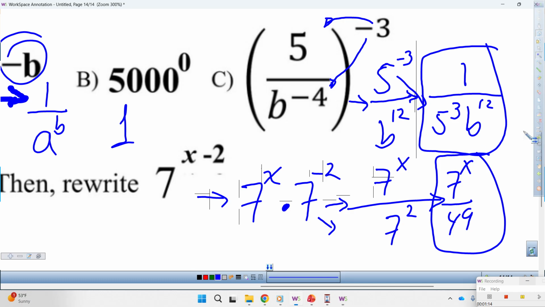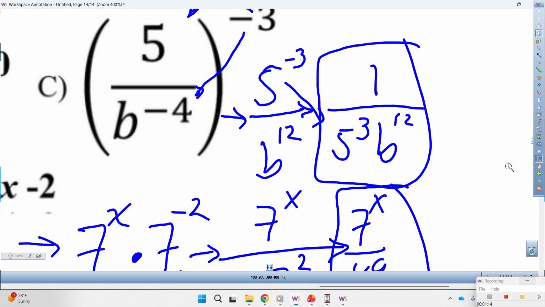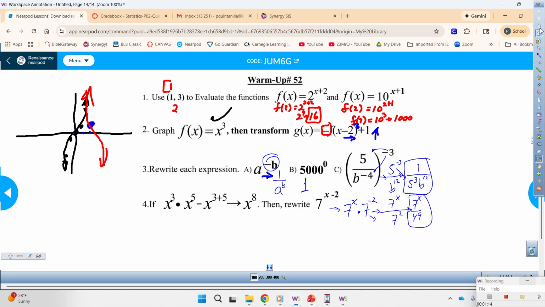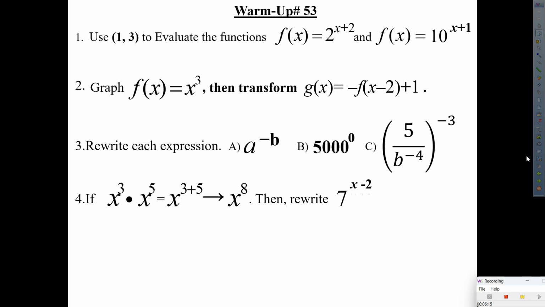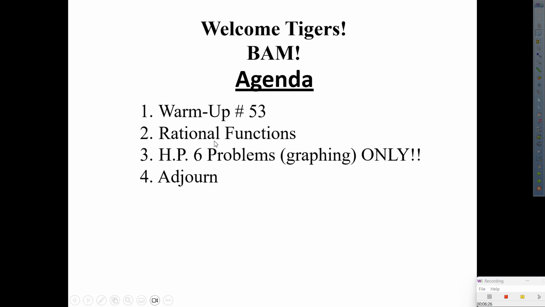All right. So, zoom out. All right, do me a favor. Send me your warm-up. I want to see what you did. All right, we good? All right, copy the agenda. Warm-up 53 done. We're in the middle of rational functions. Tonight's home plate 6 problems, graphing only. But today we're going to move into a different type of rational, a little bit different. And you'll see that when we get there.